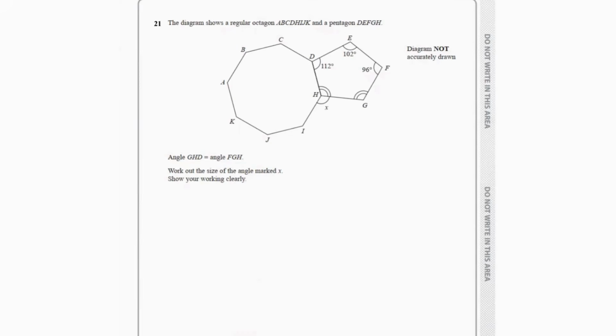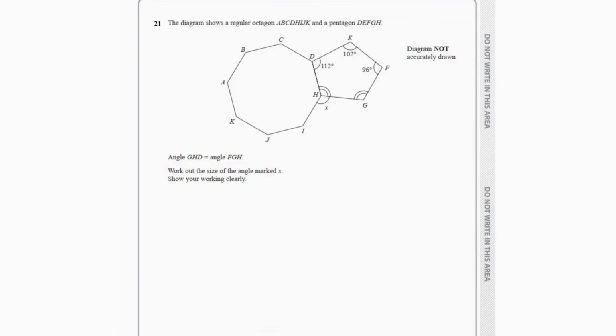Then you have a question on polygons. So it says the diagram shows a regular octagon ABCDHIJK, and a pentagon DEFGH. Angle GHD equals angle FGH. This angle is equal to FGH, okay? Work out the size of the angle marked X.